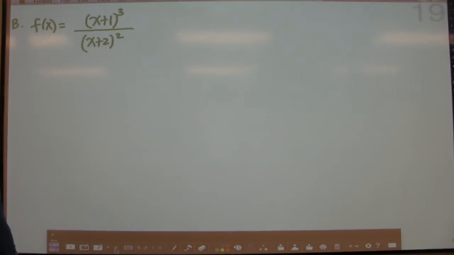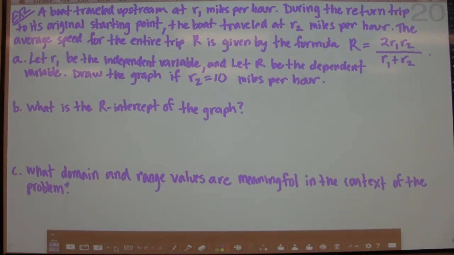And I wanted you to have enough space, so here's part B. Now we're going to go to example 2. It says a boat traveled upstream at r sub 1 miles per hour. During the return trip to its original starting point, the boat traveled at r sub 2 miles per hour.